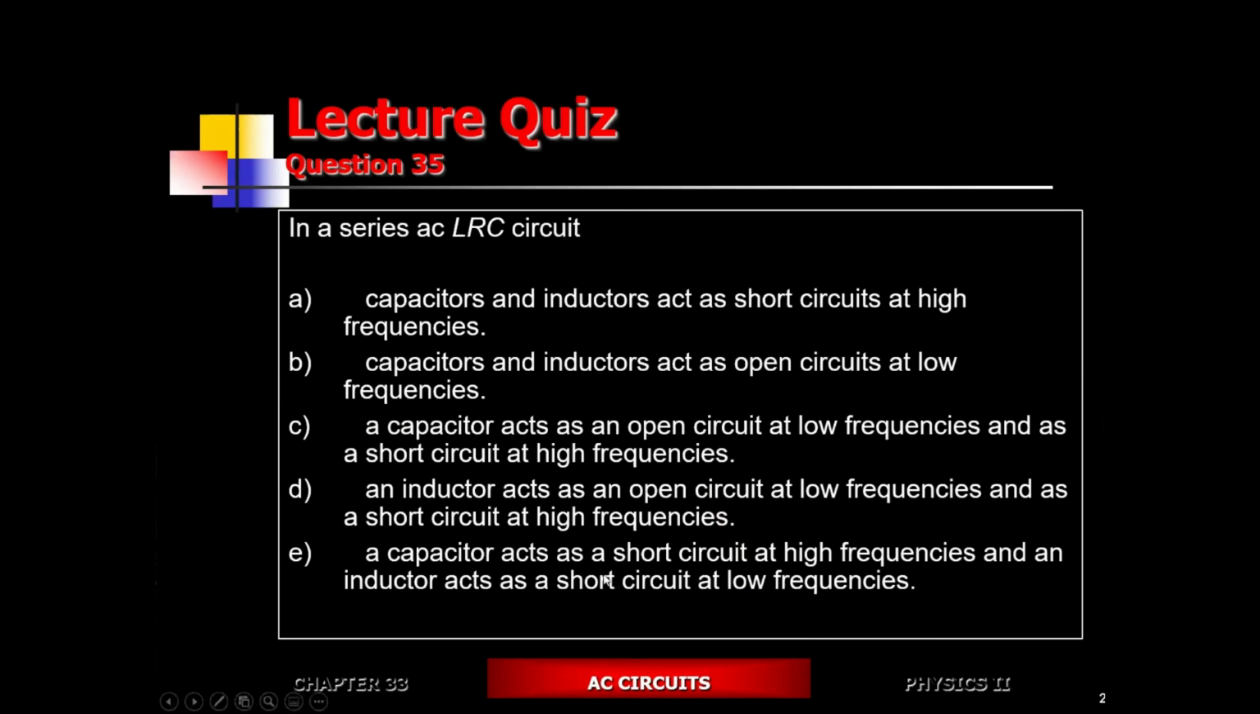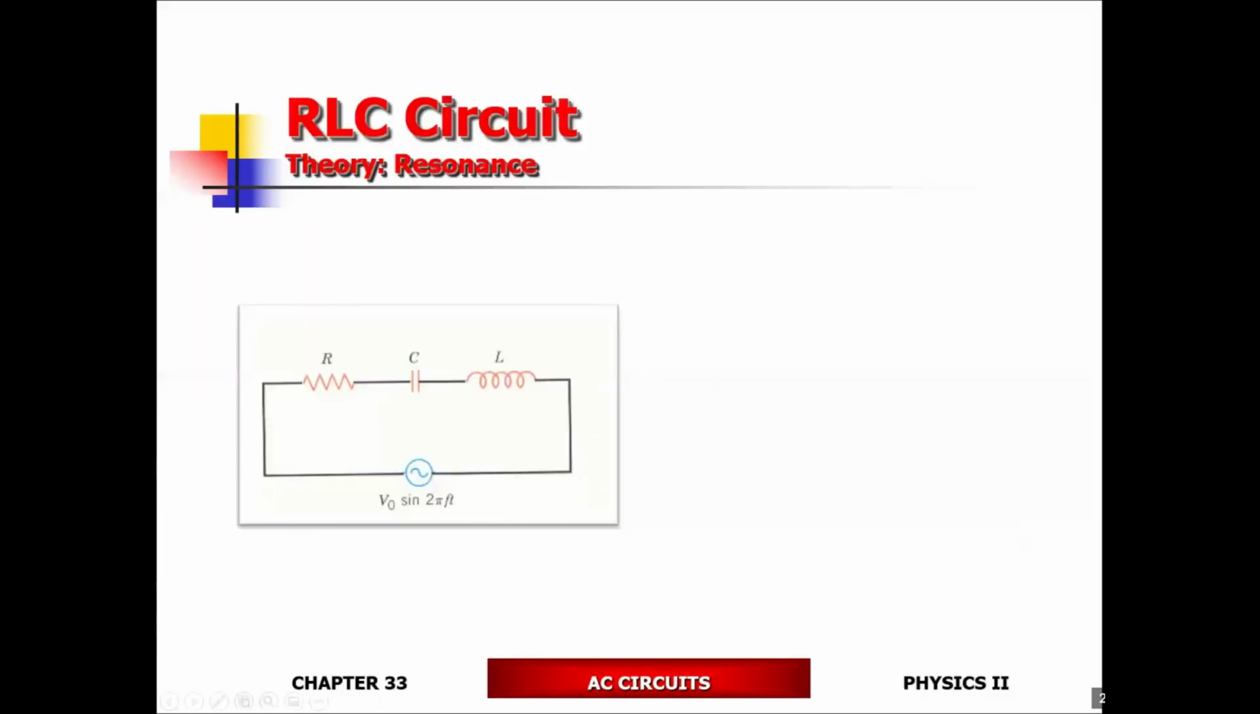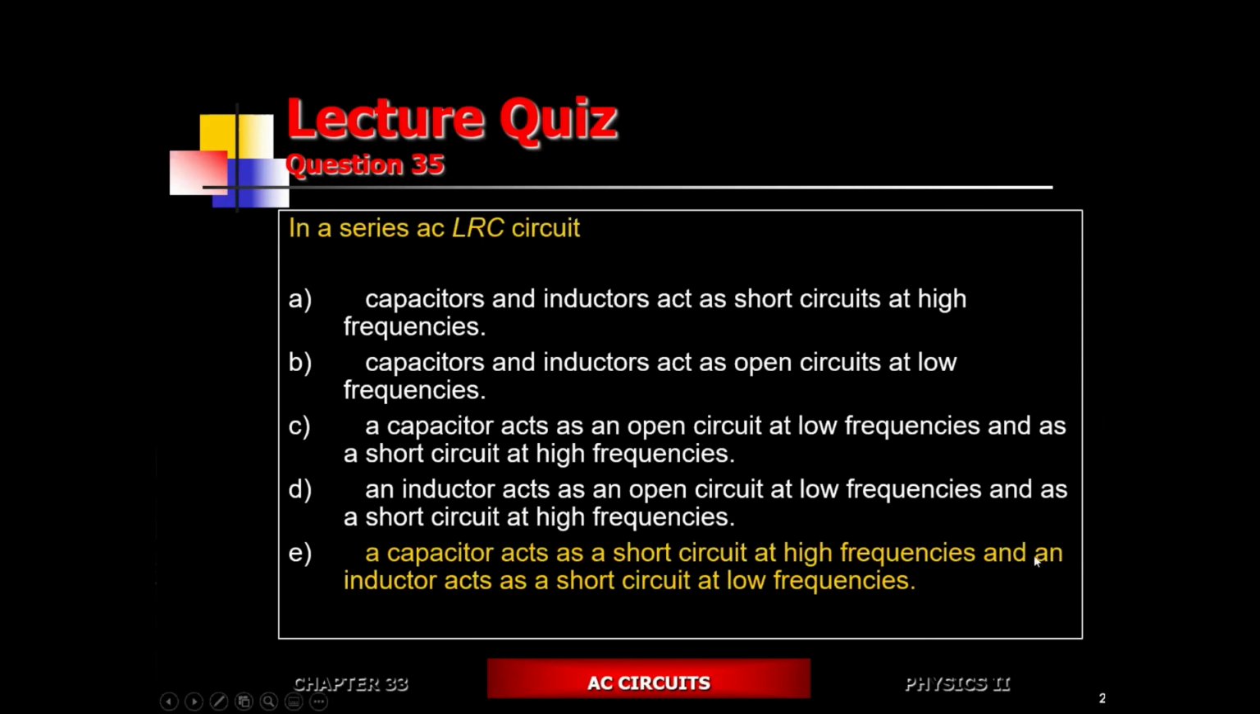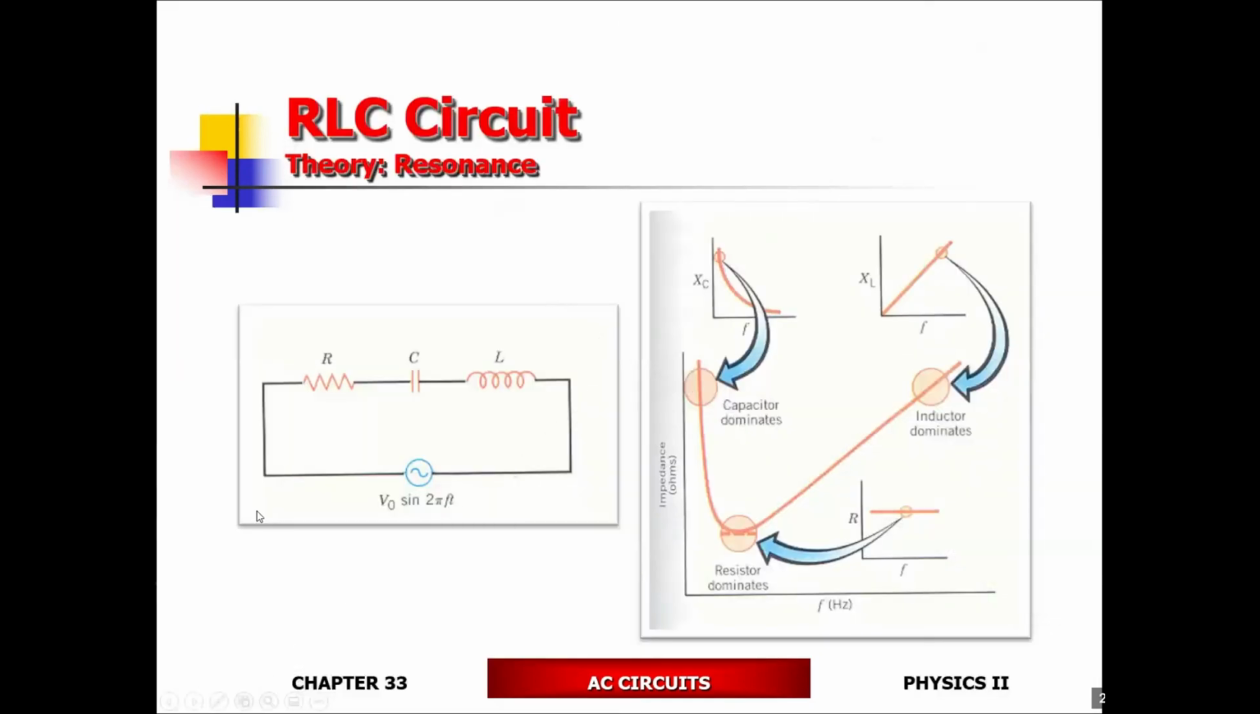All right, so the best answer is the capacitor acts like a short circuit at high frequencies, and the inductor acts like a short circuit at low frequencies. So what does that mean? At high frequencies, the capacitor acts like a short circuit, as if there's nothing there, because you're turning the current around so fast and so often that the capacitor doesn't matter. And at extremely low frequencies, the inductor is not going to offer a lot of resistance to changing current. So nothing happens here.